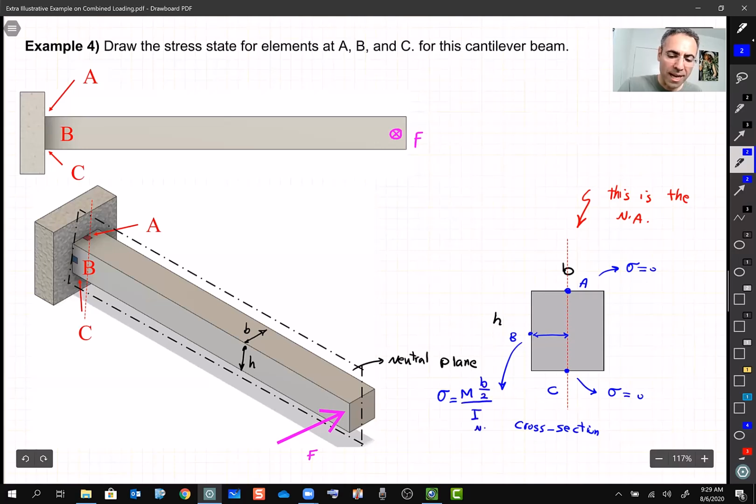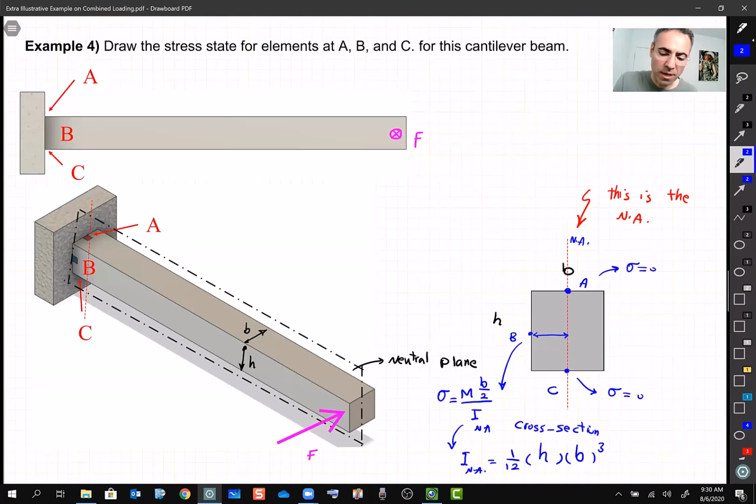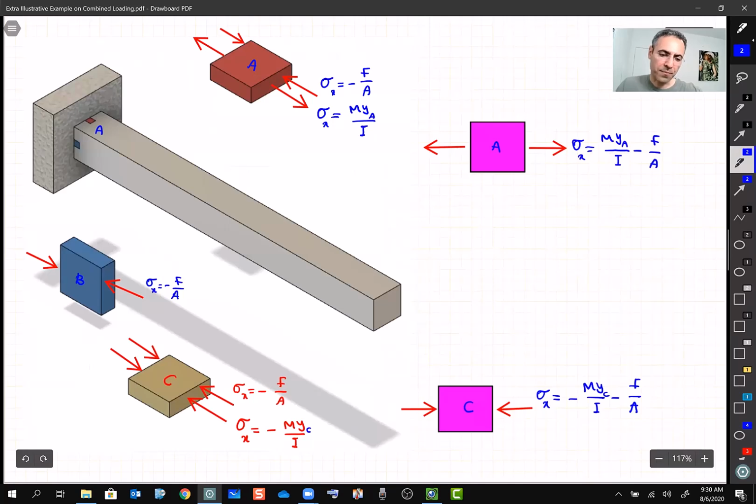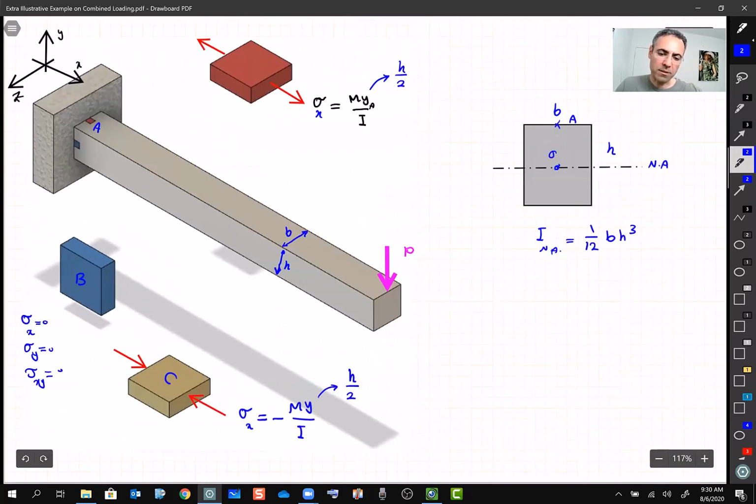I about neutral axis, okay? And here you have to be careful because I about neutral axis is going to be 1/12. Remember I told you to draw two brackets, and the one that the neutral axis is crossing has the power 3, so it's going to be HB^3, all right? Unlike the previous one, which was 1/12 BH^3, because the neutral axis was crossing this H.